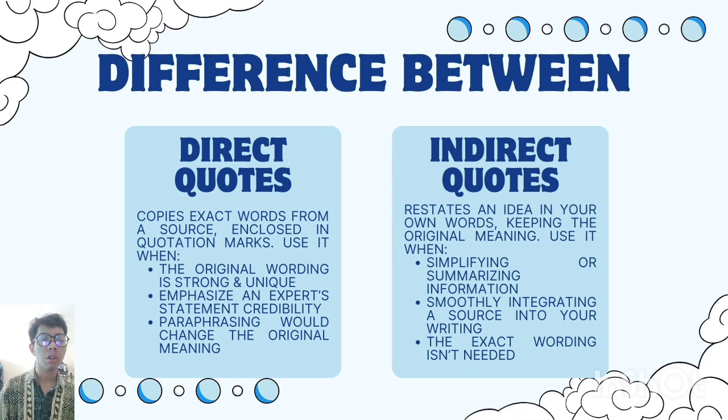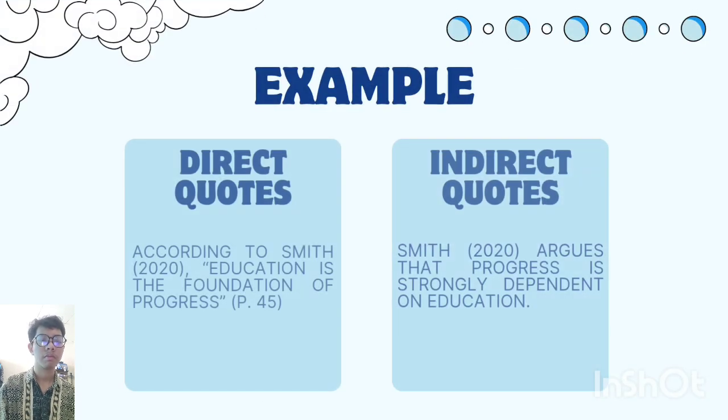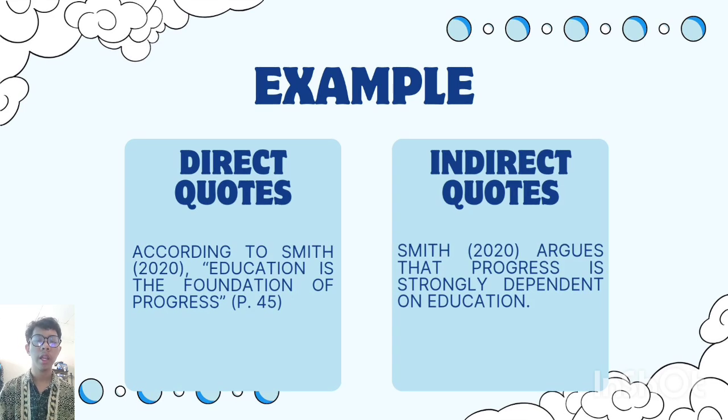And what about indirect quotes? We use indirect quotes when we want to restate an idea in our own words, keeping the original meaning. We use them when simplifying or summarizing information, and when we want to smoothly integrate a source into our writing. Next, these are examples of direct and indirect quotes. Okay, next.